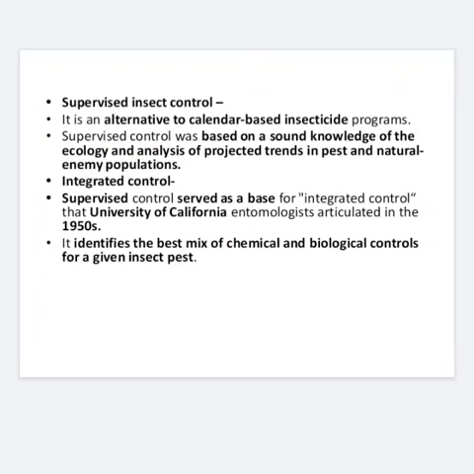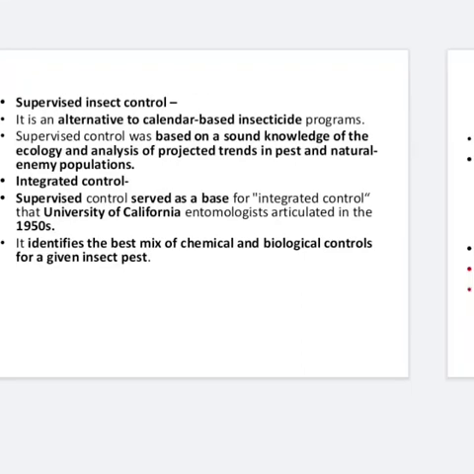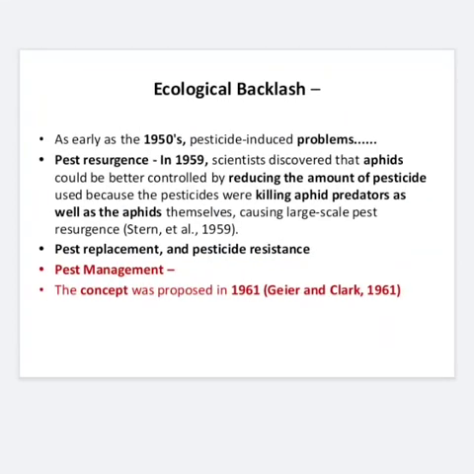Then another term, that is supervised insect control. That means in this case the life history and all the ecology is studied, and according to this the management strategies are decided. It is an alternative to the traditional or calendar based insecticide program. Then in integrated control, a proper mixture of chemical and biological controls is given.